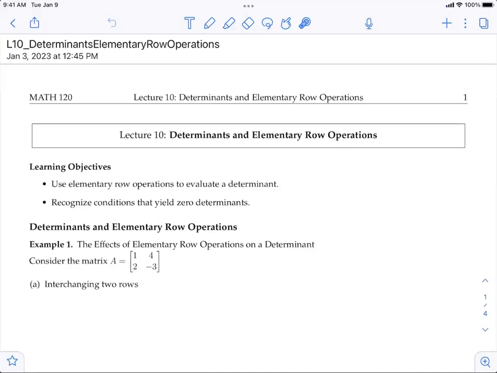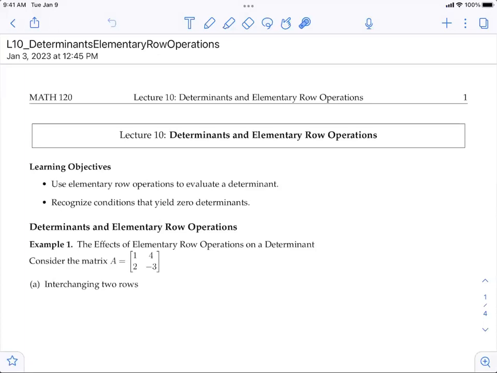Also, there's another way to calculate the determinant of a triangular matrix, right? So we have three types of triangular matrix: diagonal matrix, upper triangular matrix, and lower triangular matrix. And the determinant of those matrices is equal to the product of the entries on the main diagonal of the matrix. And in this lecture, we also talk about determinants and pair that with elementary row operations.